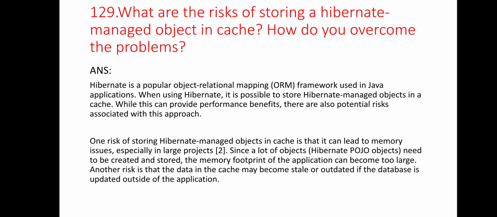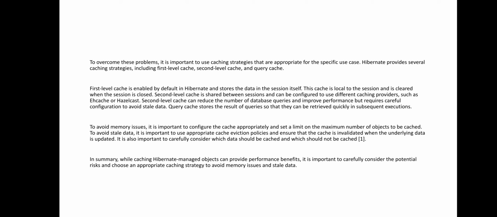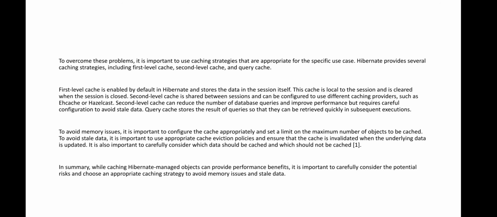One risk of storing Hibernate-managed objects in cache is that it can lead to memory issues, especially in large projects. Since a lot of Hibernate POJO objects need to be created and stored, the memory footprint of the application can become too large. Another risk is that data in the cache may become stale or outdated if the database is updated outside of the application. To overcome these problems, it is important to use caching strategies that are appropriate for the specific use case. Hibernate provides several caching strategies, including first level cache, second level cache, and query cache.